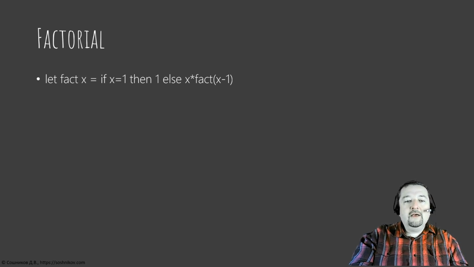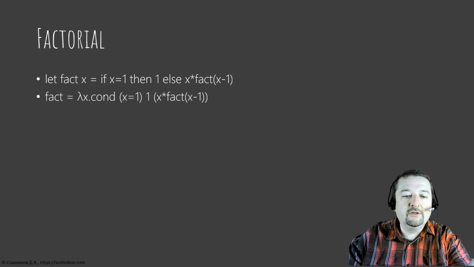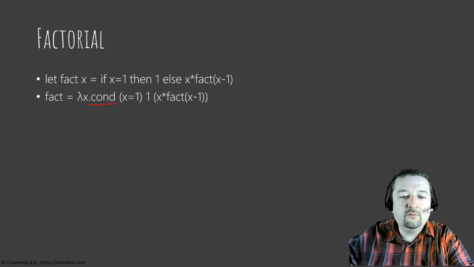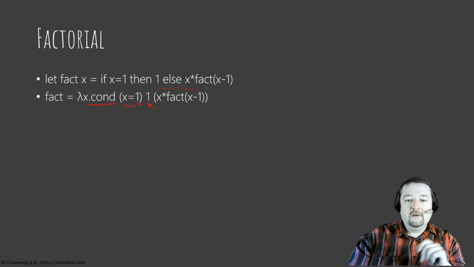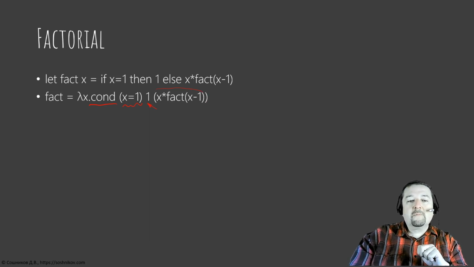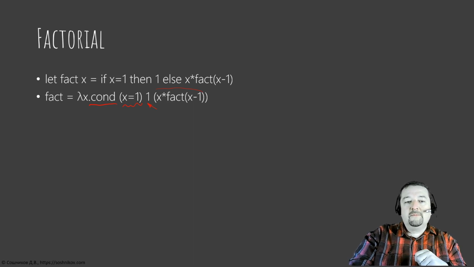And again, to make it closer to lambda-calculus, let me introduce this kind of conditional operator. So conditional operator would take condition and two expressions. One, it would return if the condition is true, and then the rest it would return if the condition is false. So this is the same definition. Instead of this let with the x parameter, I wrote the lambda expression completely. So you can probably understand that that's the same.